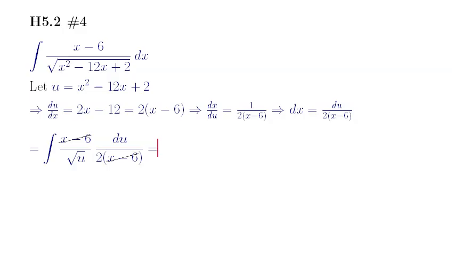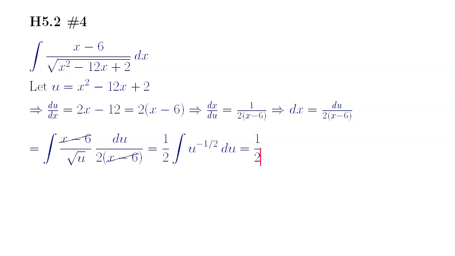So we're going to have 1/2 in front, and then we still have an integral. 1 over square root of u is equivalent to u to the negative 1/2 power: since u is sitting on the bottom, it's a negative power, and the square root is equivalent to the 1/2 power. Then we still have du. So this is a simple power rule, and we still have 1 over 2.